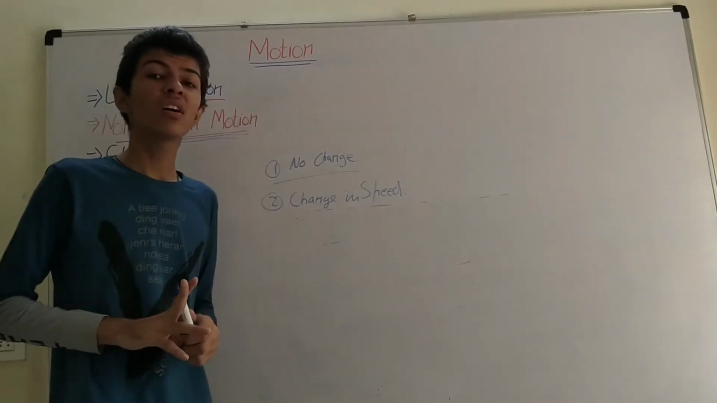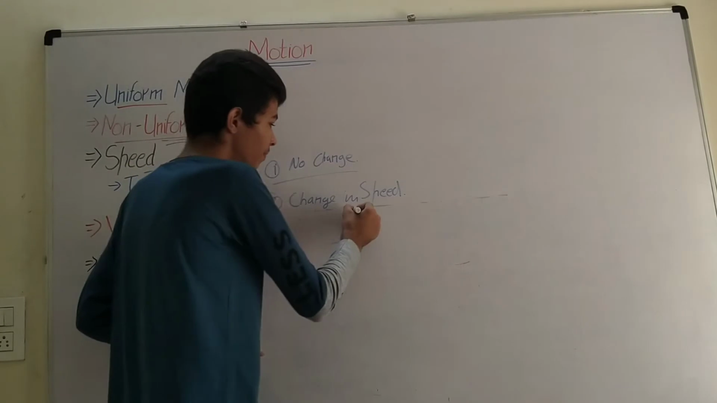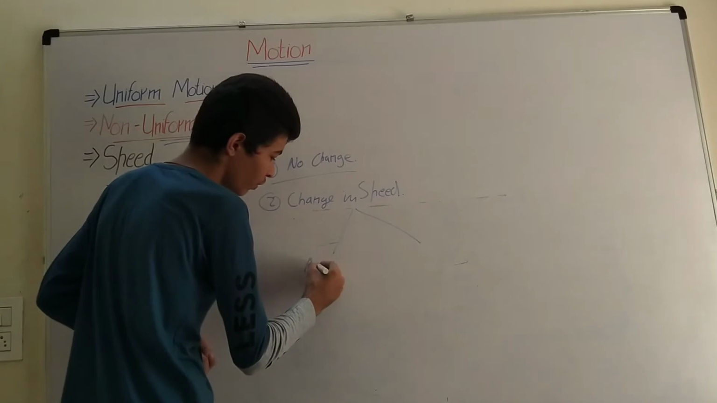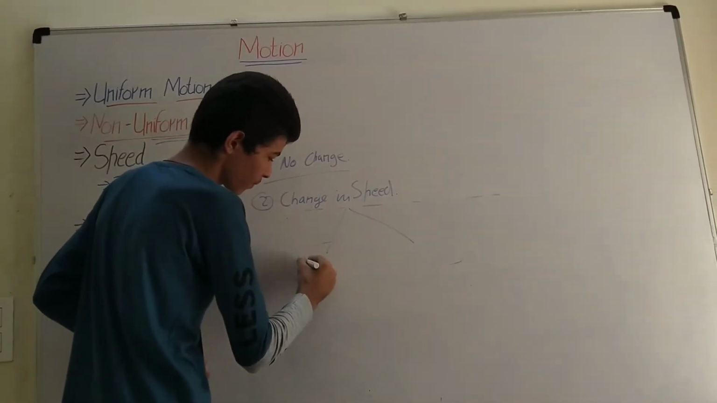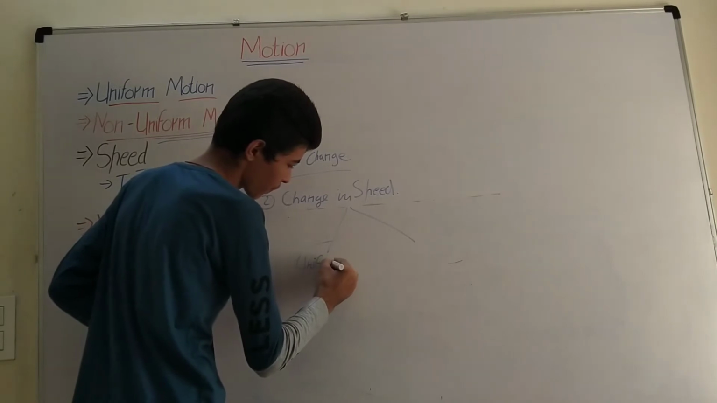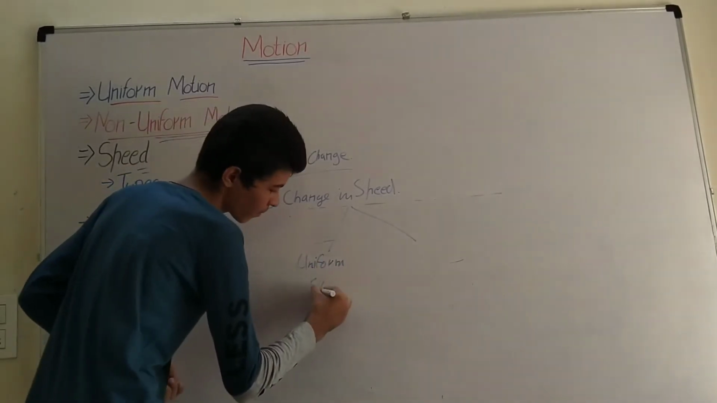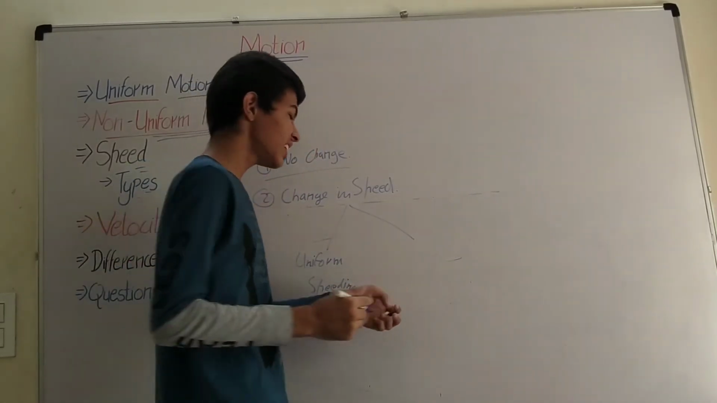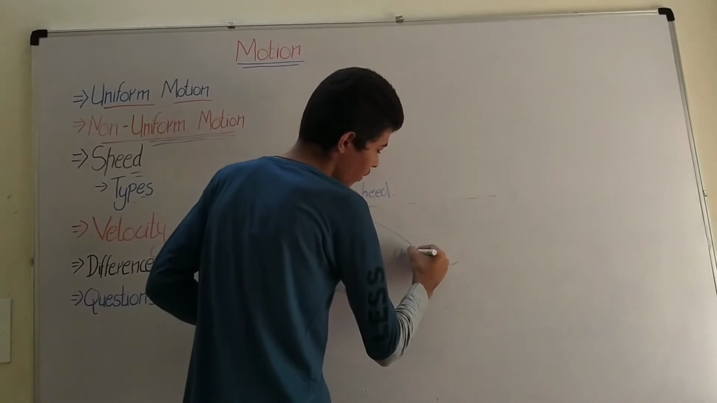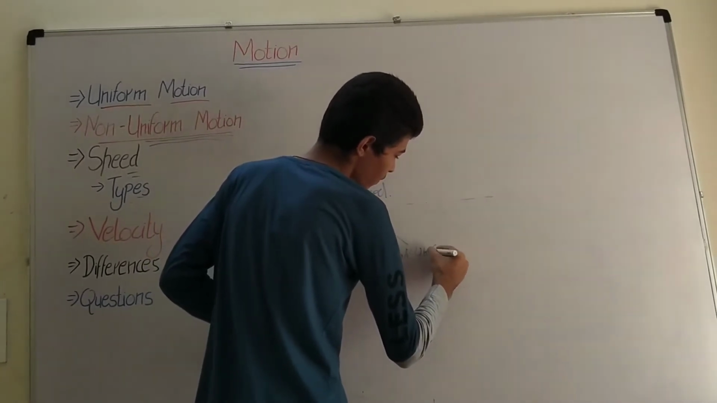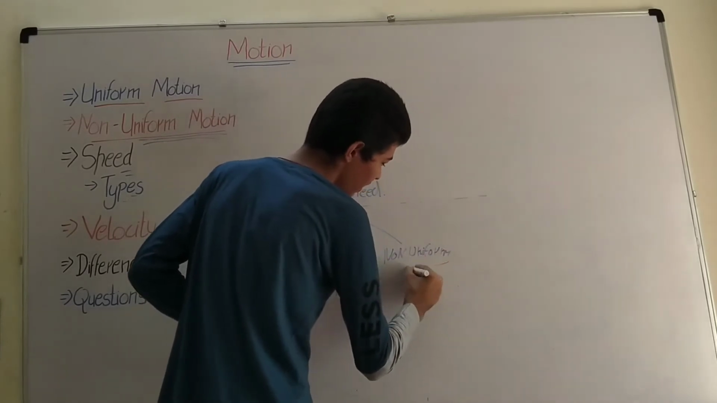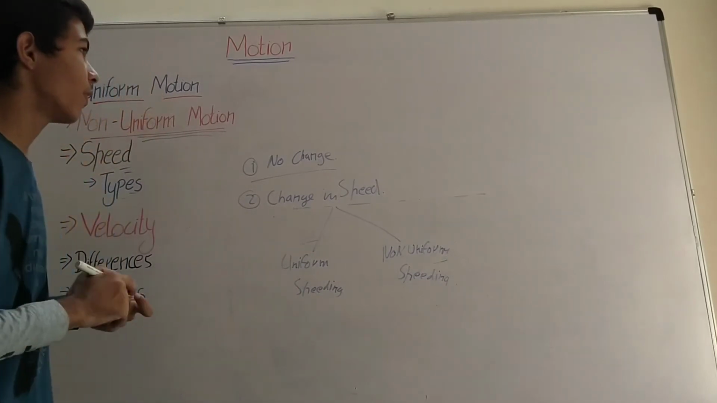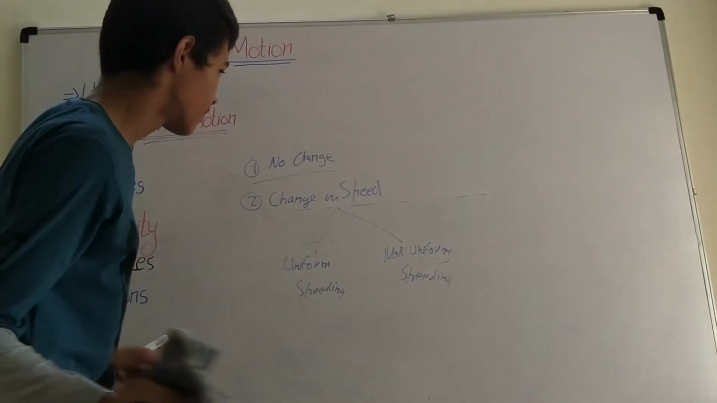If it is changing with equal intervals, then it could be uniform speeding, and if it is not changing with equal intervals, then this is called non-uniform speeding. So these are the types of speeds.